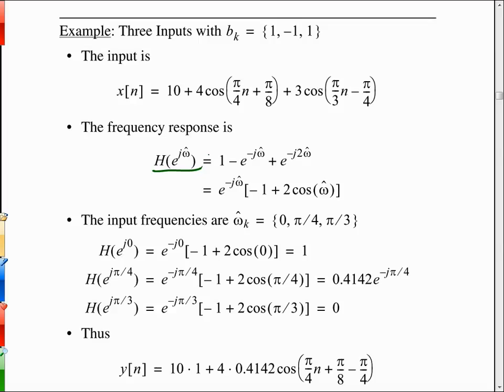We just have to evaluate, the formula says, the sum of the b sub k coefficients times e to the minus j omega hat n, so we just plug in the individual values. We have 1 on the DC term, so that comes out as 1. We have -1 on the first coefficient when n is equal to 1, and then +1 on the third term. So that gives us those three pieces to the frequency response.